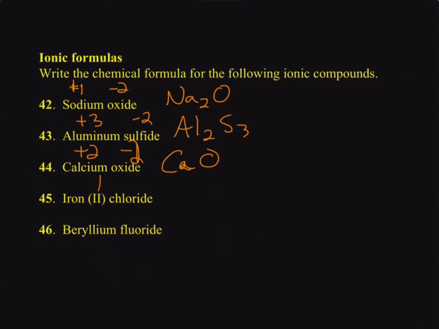Iron 2 chloride. The Roman numeral 2 means that iron has a +2 charge. Chlorine always has a -1 charge. So I've got to switch those numbers around. Iron chloride 2, FeCl2. And then we get beryllium fluoride. Beryllium has a charge of +2. Fluoride has a charge of -1. Switch the numbers and I get BeF2.